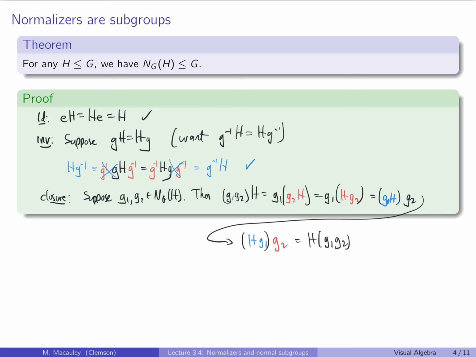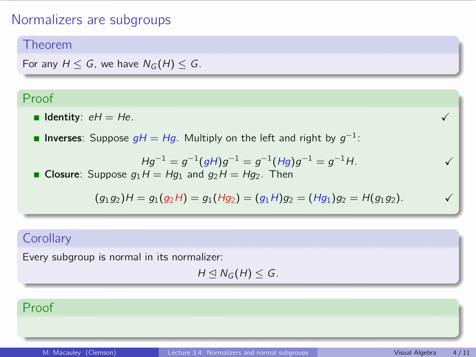And this isn't too hard. Idea is that both of these things can pass right through H. So why can we pass both through? Well, because we can do them one at a time. As a corollary, every subgroup is normal in its normalizer.